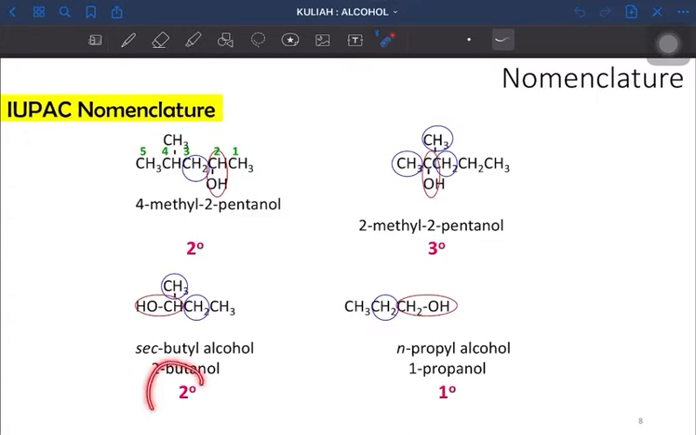And this is a secondary alcohol because this OH is attached to a secondary carbon. And then last but not least, we have this 1-propanol, because 1, 2, 3, propanol, with OH on carbon 1. The general name is n-propyl alcohol. So this alcohol is a primary alcohol.